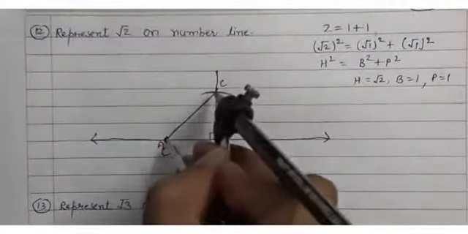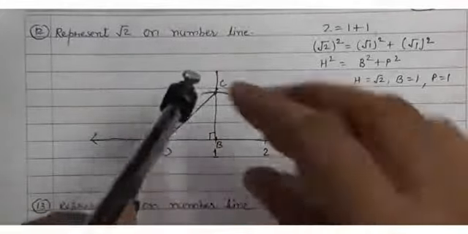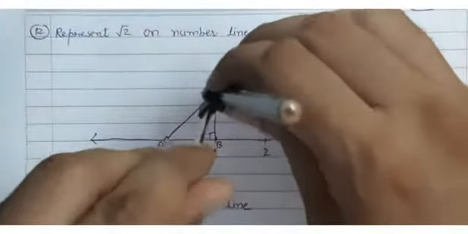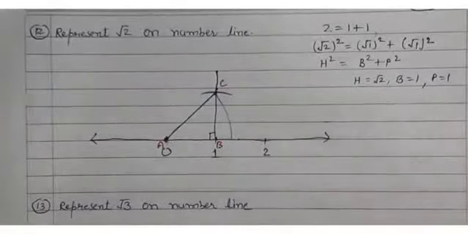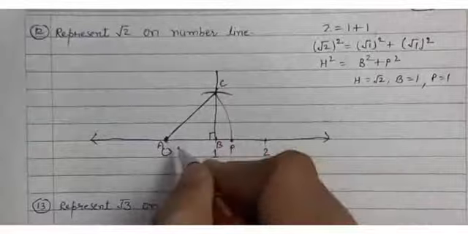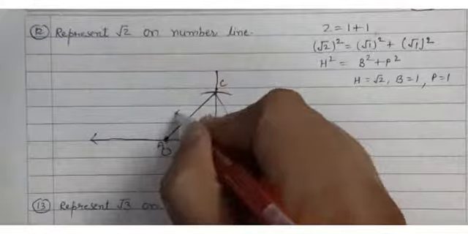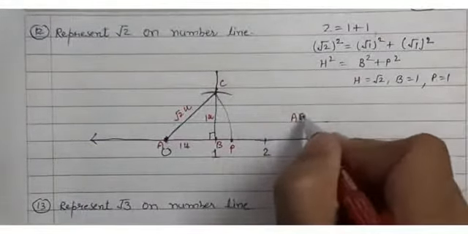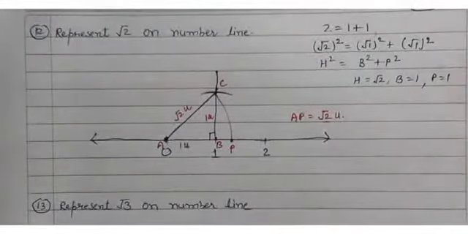AC, you measure it well and put it down up to on your number line. Your number line is like this. Okay, this is the point P. Okay, this is 1 unit, and this is under root 2 units. Okay, now AP shows your under root 2 unit on number line.